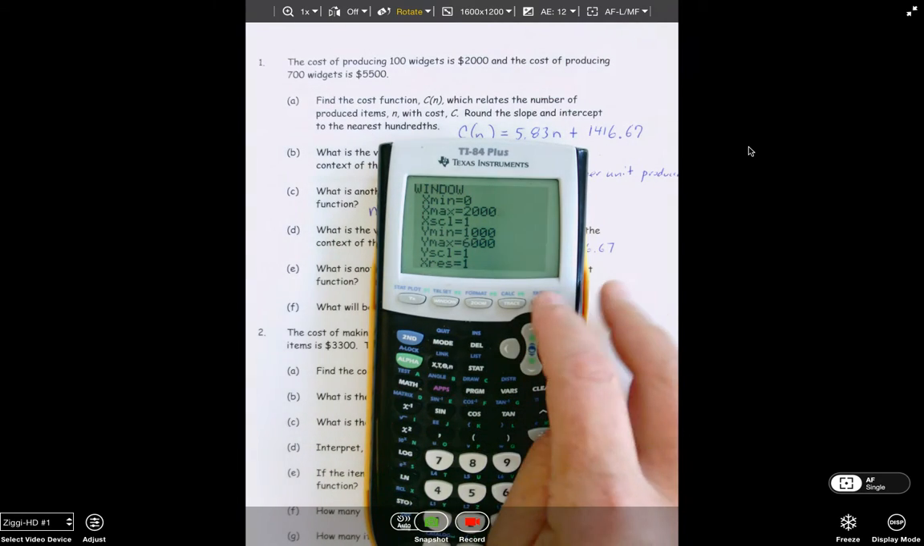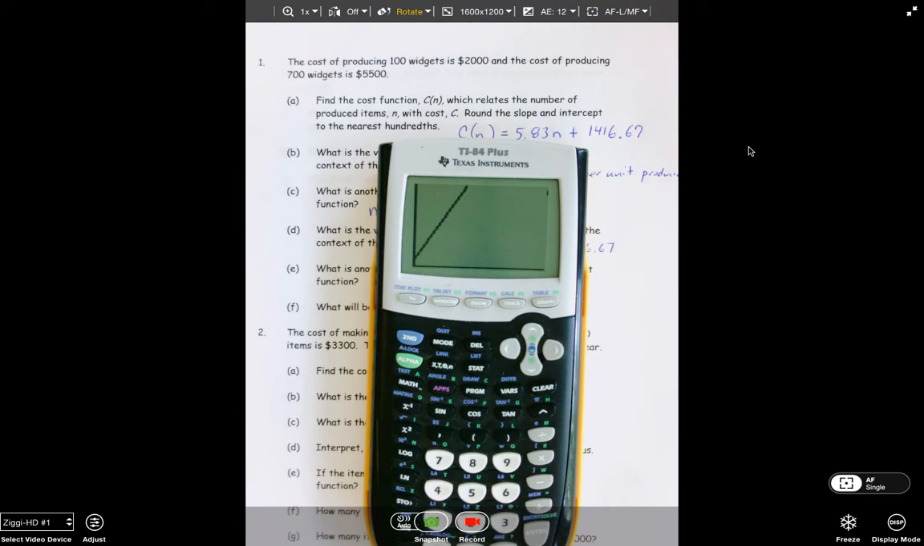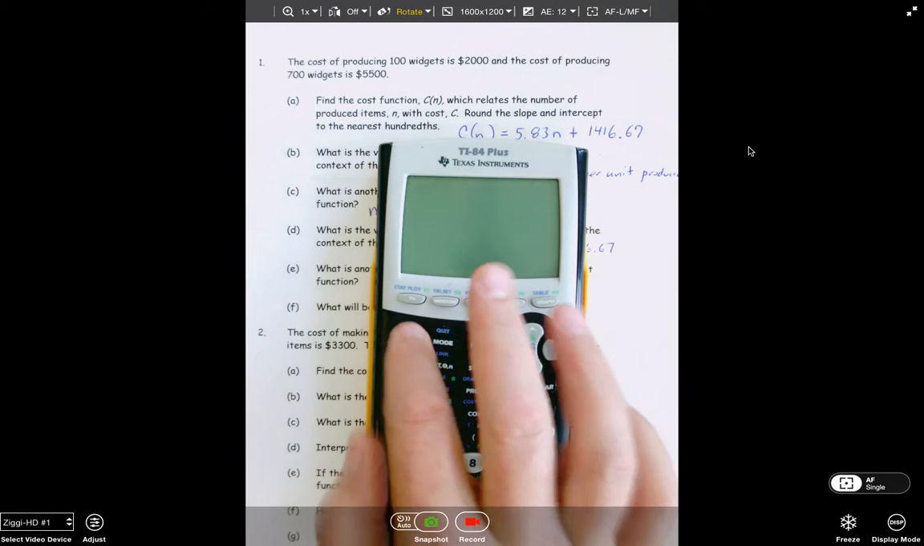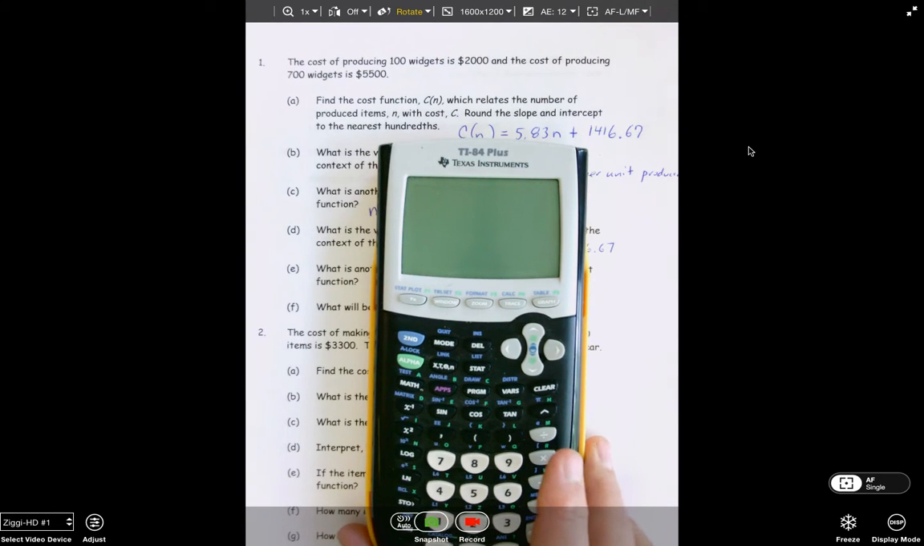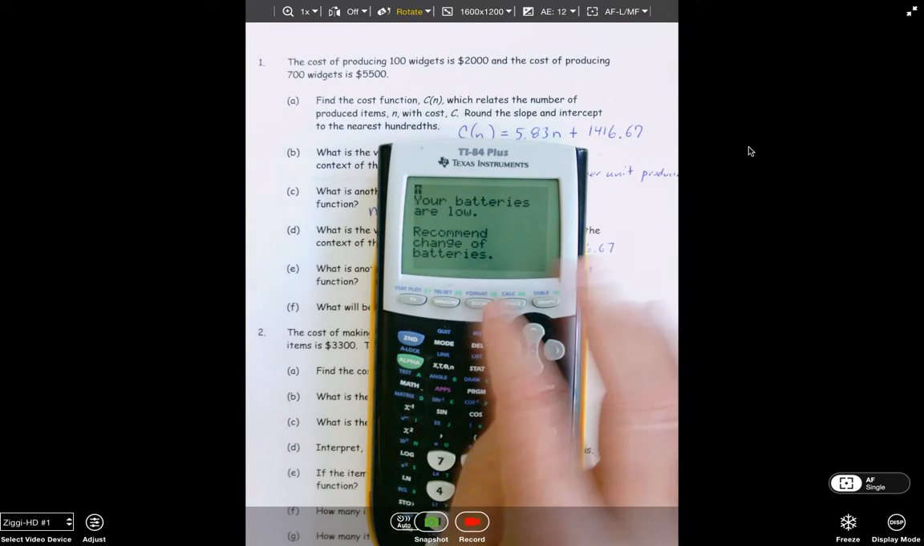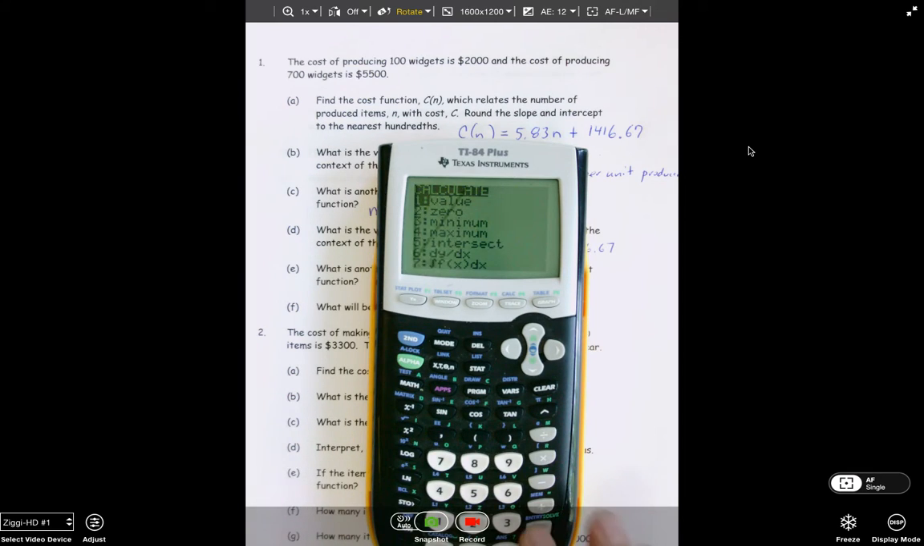All right, so now I'm going to graph. I'm going to go second function calc. Value, type in 1,250. And I'm going to get my value of 8704.17.